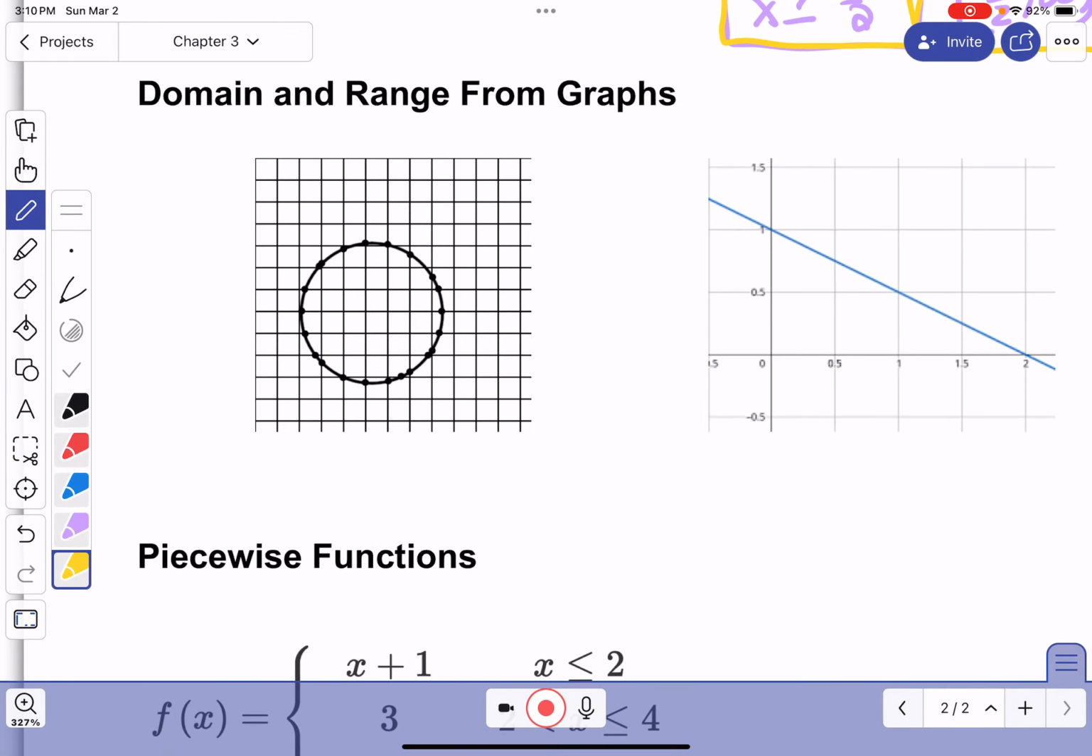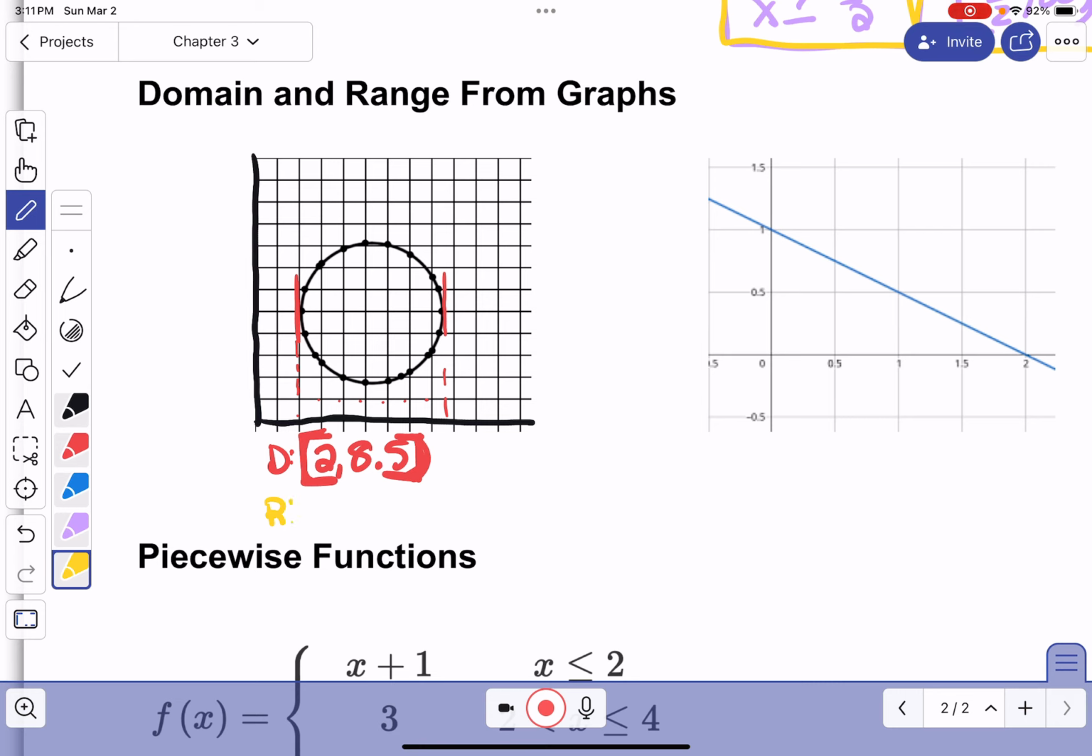You can do that on a graph. So if we make this our x and y axis, for our domain and range, we're just going to look at the graph. So the domain for this circle starts here, which would be 2, and it's a solid line. And then it ends here, which is about 3, 4, 5, 6, 7, 8.5. And again, it's a closed circle.